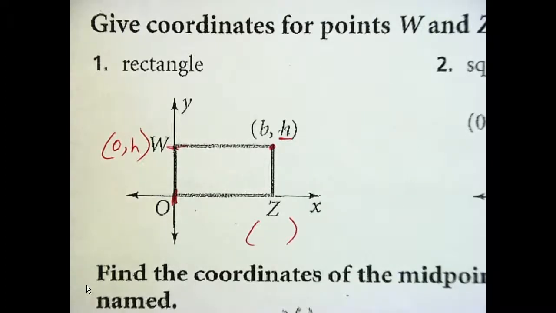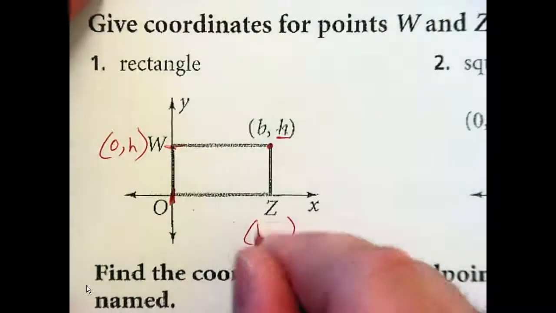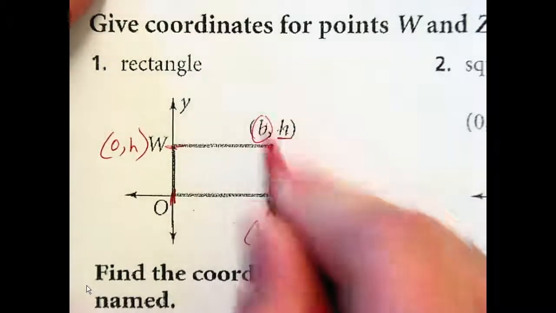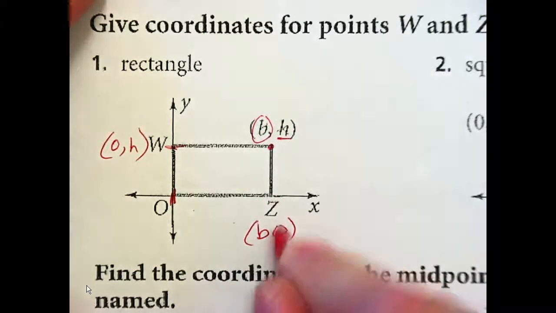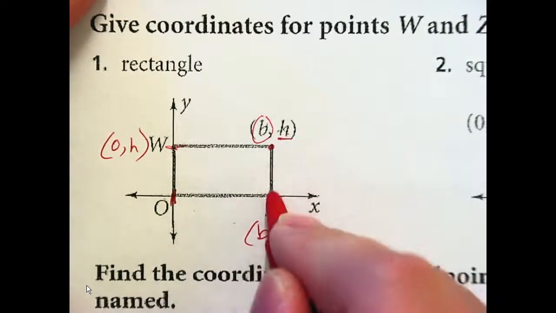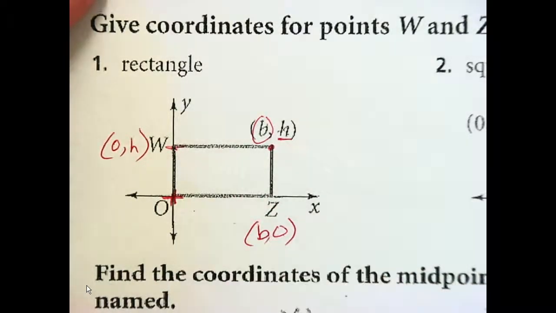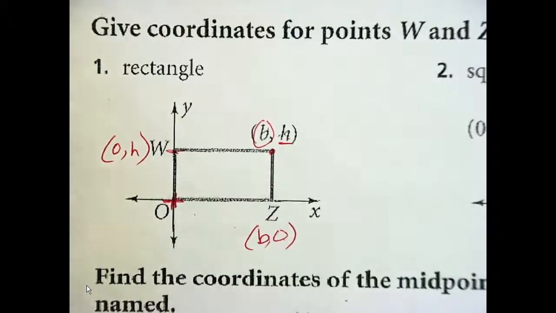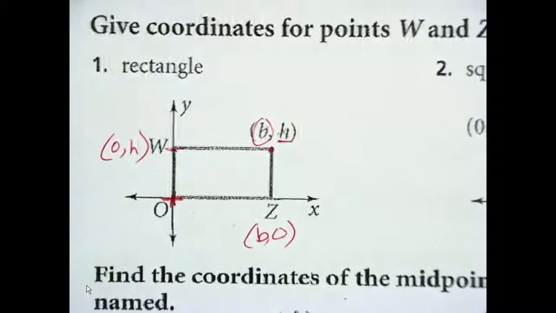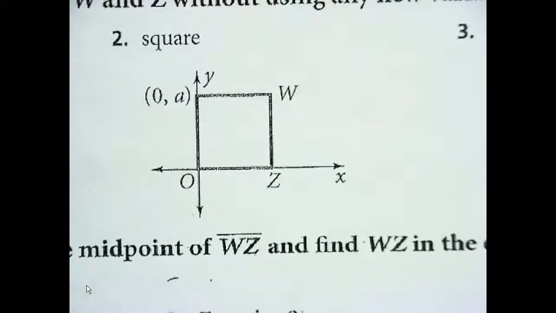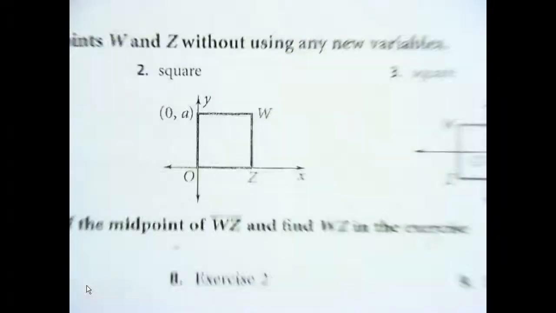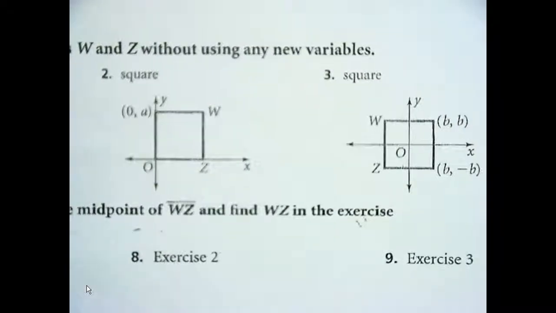Okay. Z. Anyone? B on the y-axis. Same coordinate there. And 0. B on the x-axis and 0 on the y-axis. B, 0. All right. Any questions? Okay. Everyone try number 2 and number 3. Give those both a go, please.